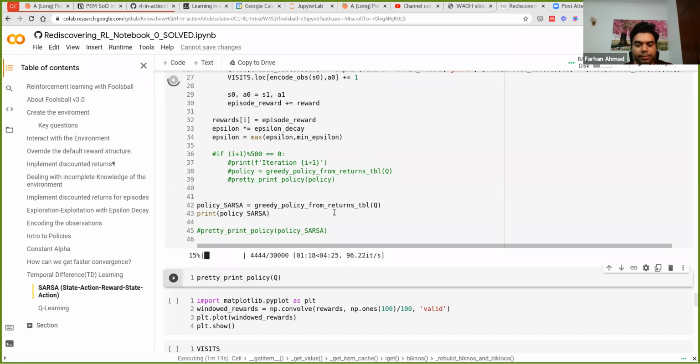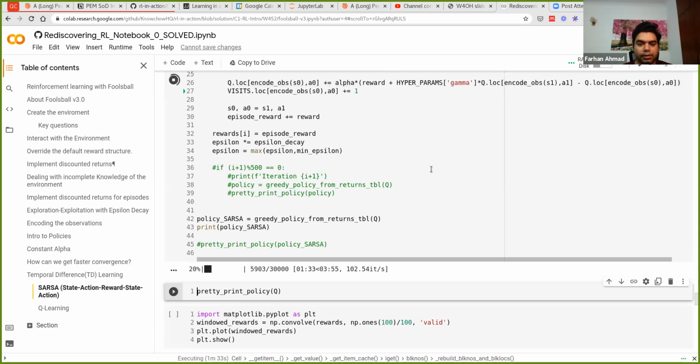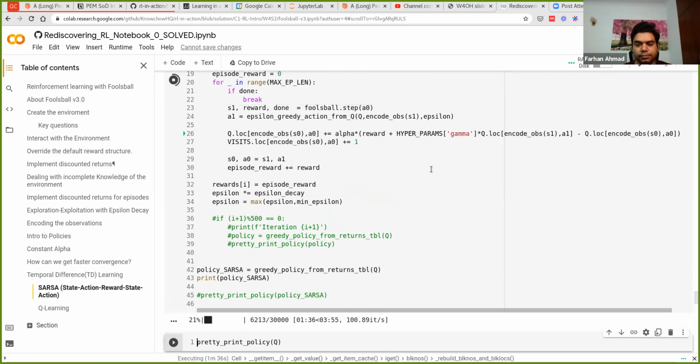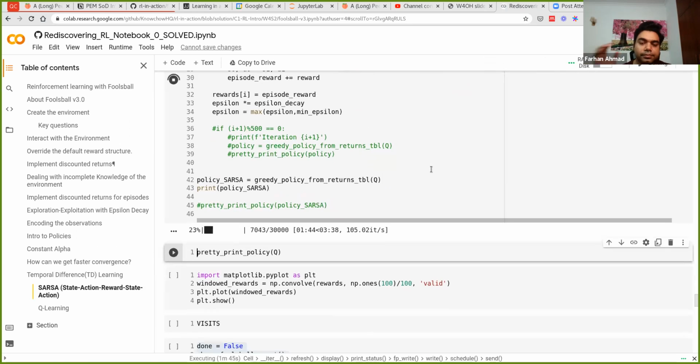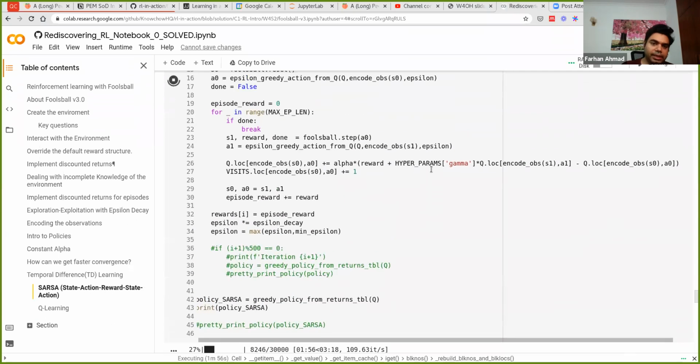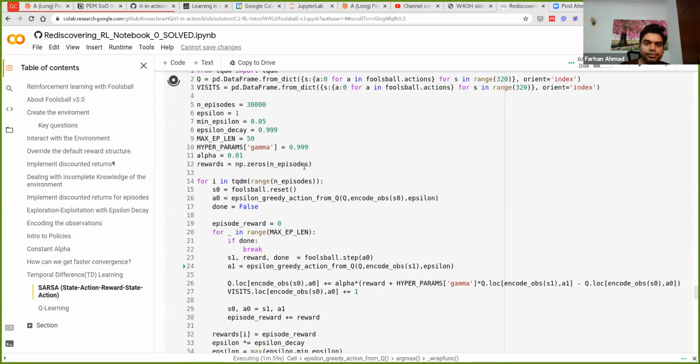I'm sorry, I just noticed the chat box. It will take a good 5 minutes to train. And we aren't training for too many episodes. It is just 30,000.